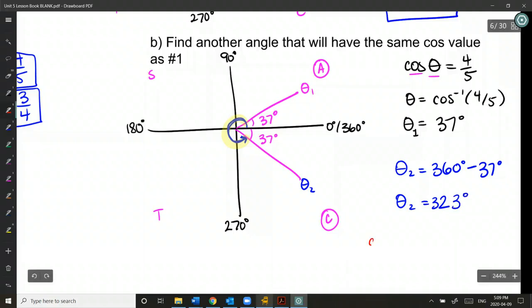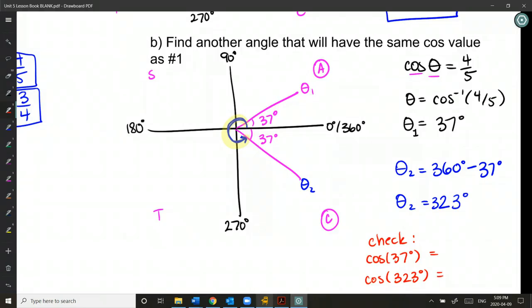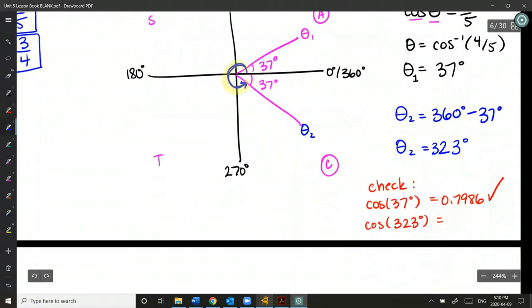Okay, do a little check for yourself. 4 over 5 is equal to 0.8. So does the cosine of 37 and the cosine of 323 give us a value of something close to 0.8? Remember, we did round this, so it's going to be slightly off. But if 4 over 5 is 0.8, cosine of 37 should be very close to that if I found the correct answer. So this is equal to about 0.7986. I think that's pretty close to 0.8. And cos of 323 gives me also a positive value of 0.7986, which I can say is close enough to 0.8.